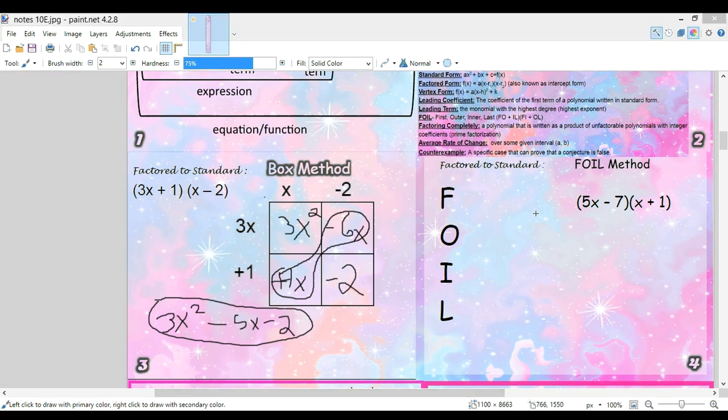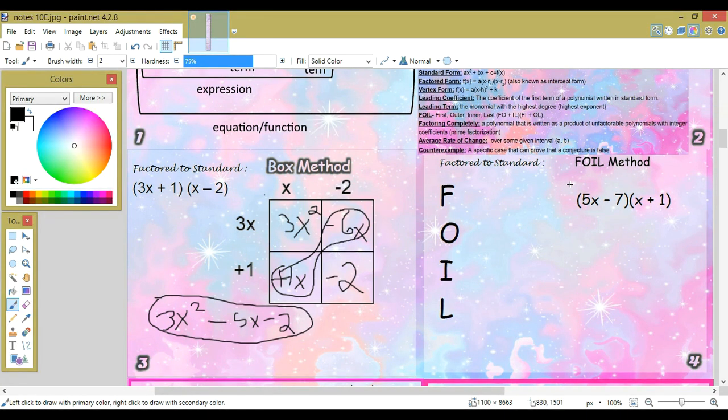On the next page, we're going to also multiply two binomials together, but we're going to use what's called the FOIL method. FOIL is, the F stands for first. That means the first term in each binomial will be multiplied together. So we have 5x times x. That equals 5x squared. It's two x's.